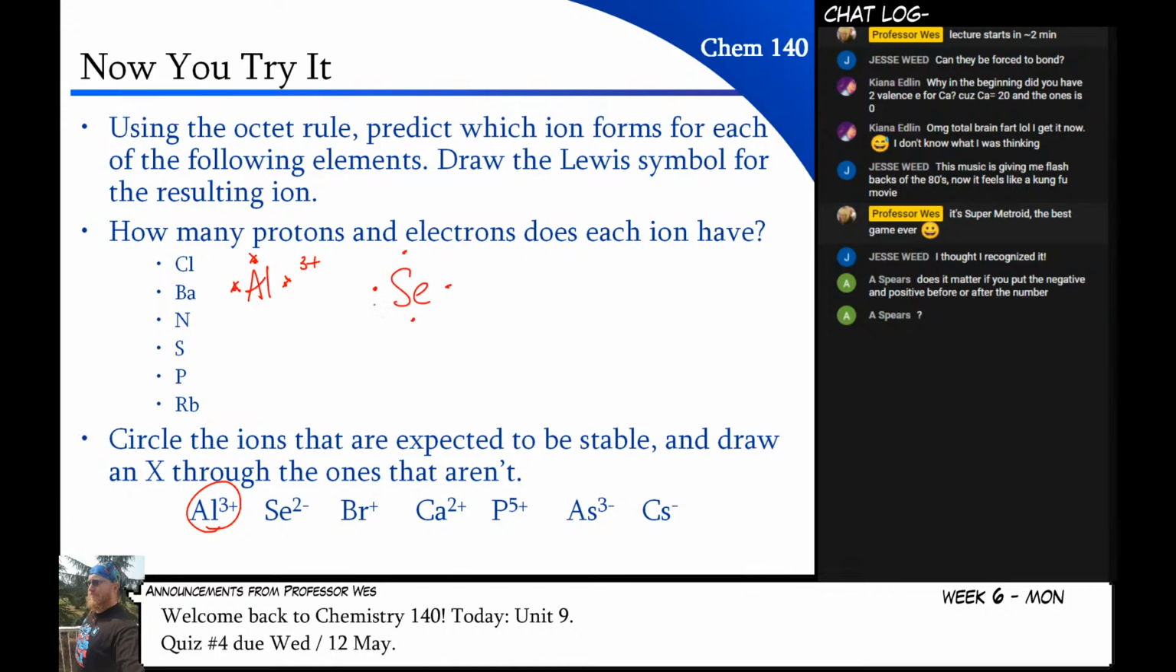If I look at selenium here, selenium has 6 valence electrons. To get to its octet, I'd have to give it 2 more electrons. So that's the charge it should form. How about bromine? Bromine has 7 valence electrons, so it needs 1 electron. But remember, when you give something electrons, it becomes this. This has a plus on it, so this isn't what forms. That's just trying to trick you. So be careful. Don't mix up the positive and the negative signs. When you have a negative charge, you are adding electrons. When you have a positive charge, you're taking them away.